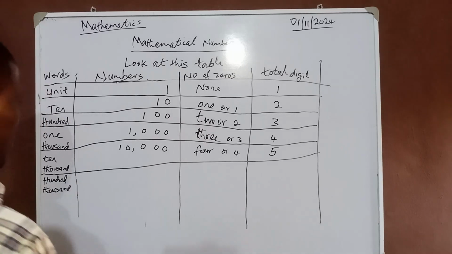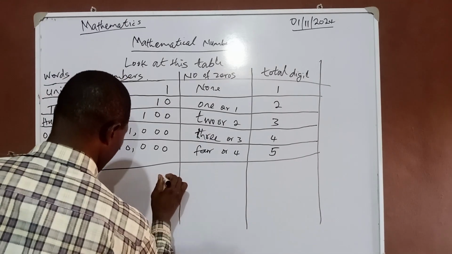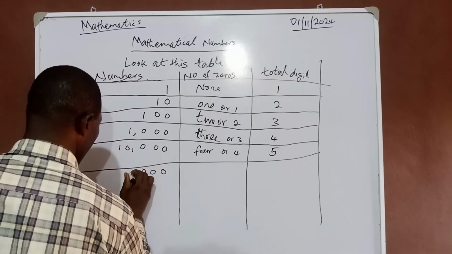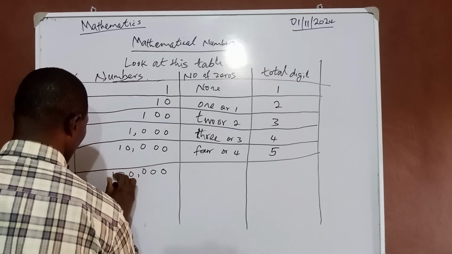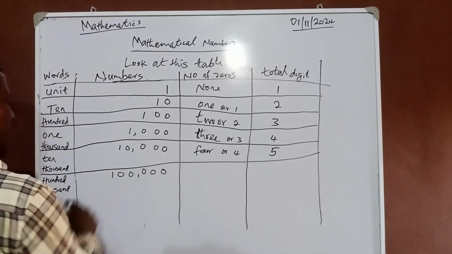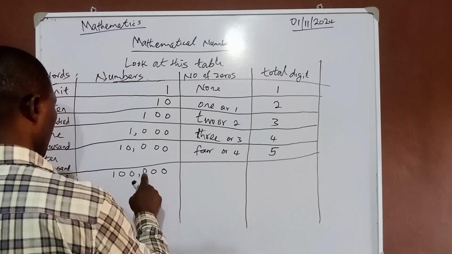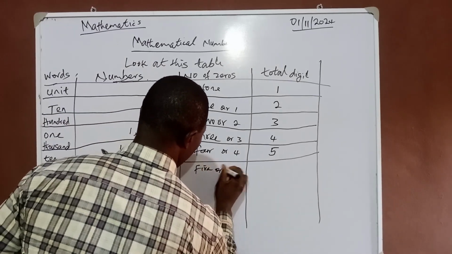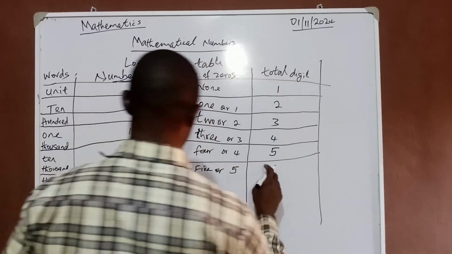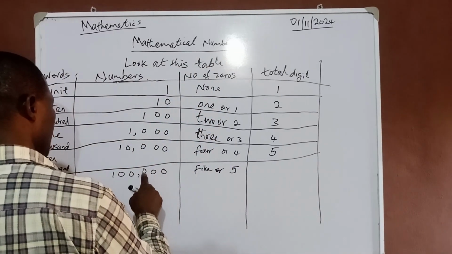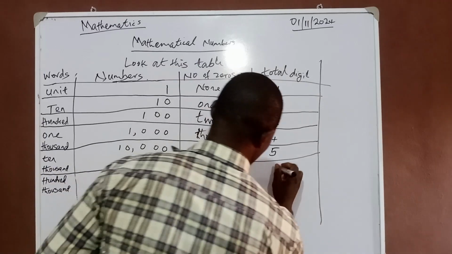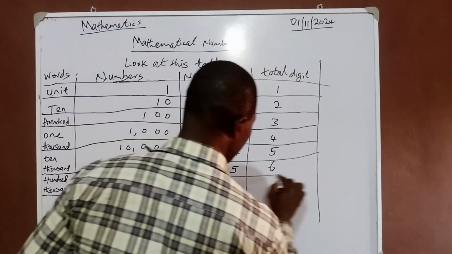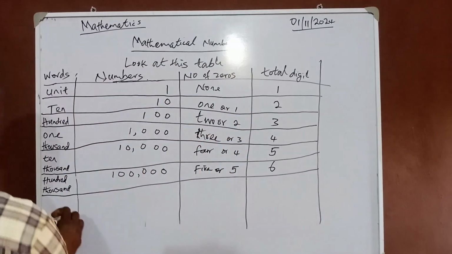Then here we have 100,000. How do you write 100,000? Write it here. 1, 2, 3. Put here comma. 1, 0, 1. This is 100,000. How many zeros here? 1, 2, 3, 4, 5. 5 zeros. How many digits are here? 1, 2, 3, 4, 5, 6. We have 6 digits. As we move ahead, the next one we have here is 1 million.